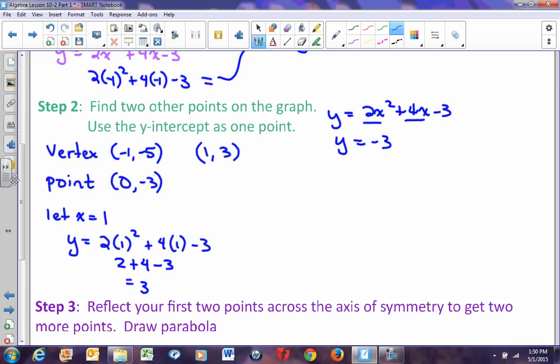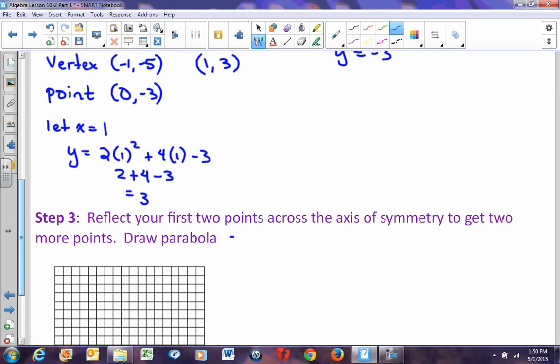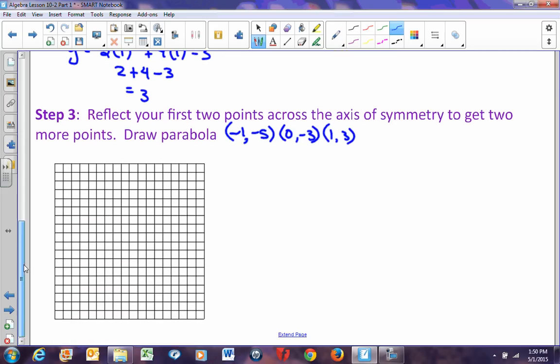So I can simply graph these 3 points. -1, -5 is one of my points, 0, -3 is my other point, and my third point is 1, 3. Those are the 3 points that I'm going to graph. Then I'm going to reflect my 2 points across the axis of symmetry to get 2 more points and draw my parabola. First, let's draw my x and y axis.